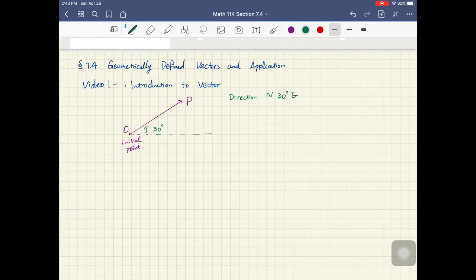Another piece we will also have is the magnitude. How long is it between O and P? That's the length of the vector, that is the magnitude. Not sure, but for example, I'm going to say the magnitude is 12 feet. So here I have vector OP, which has a direction and then a magnitude.